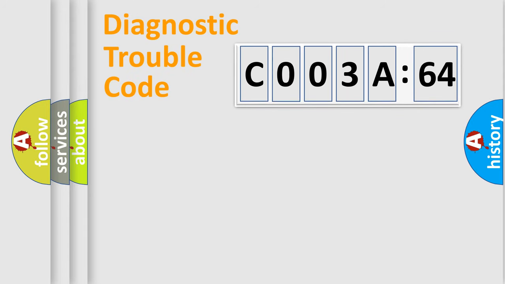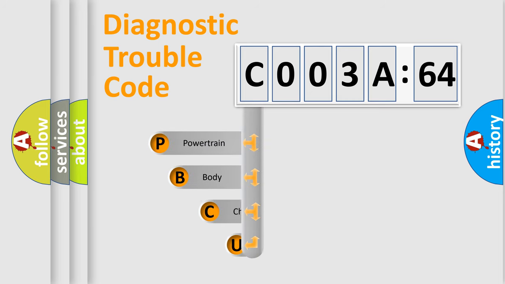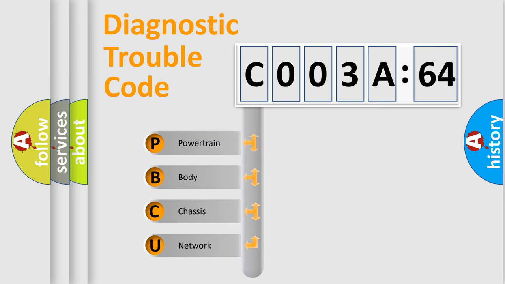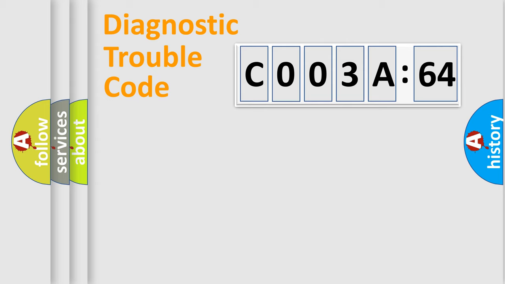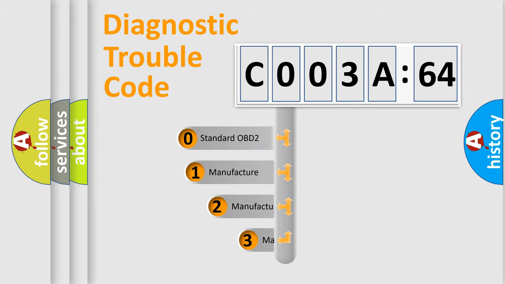Let's do this. First, let's look at the history of diagnostic fault code composition according to the OBD2 protocol, which is unified for all automakers since 2000. We divide the electric system of the automobile into the four basic units: powertrain, body, chassis, network. This distribution is defined in the first character of the code.